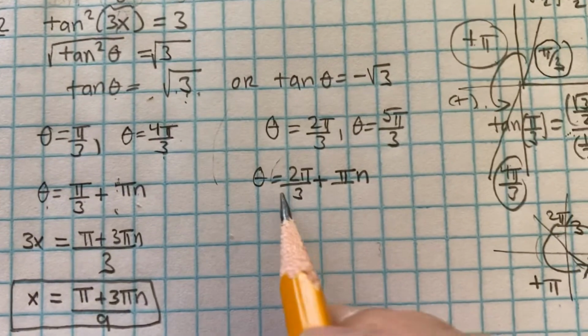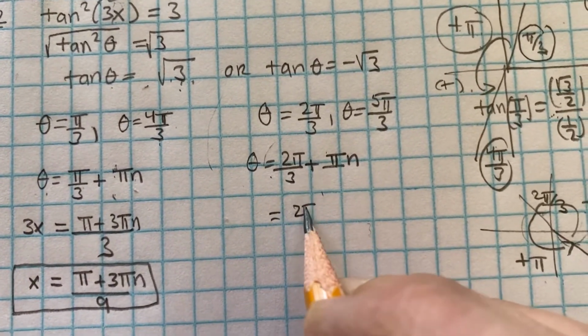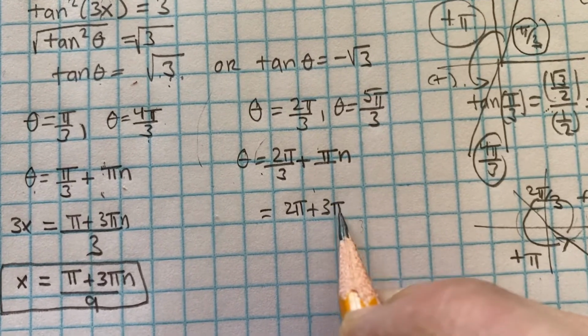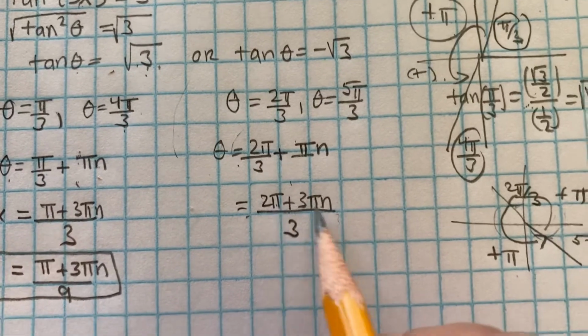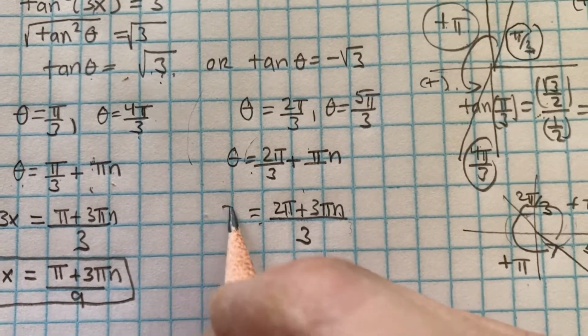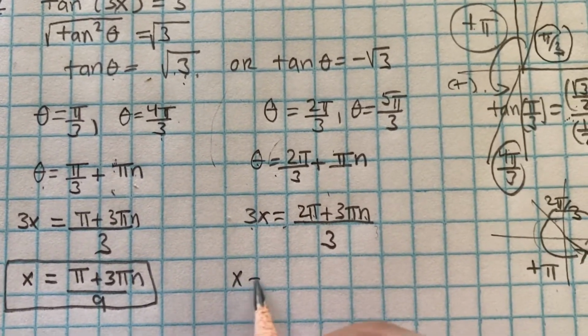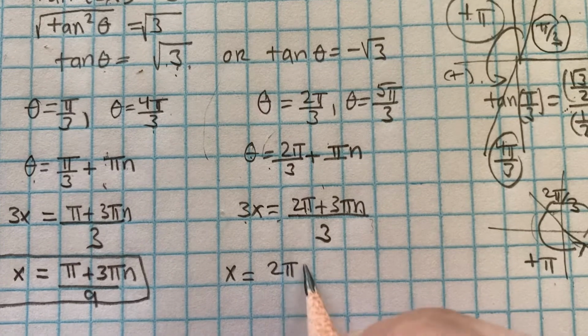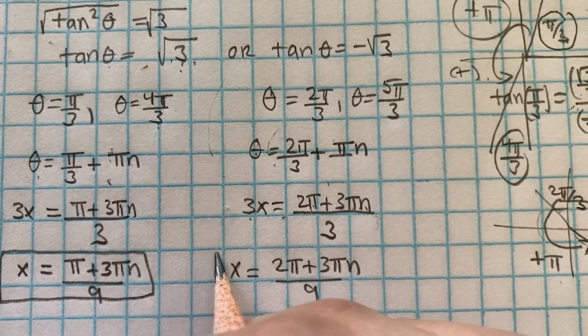And then do the exact same thing over here, right? Maybe combine these two fractions. This would be 2 pi plus 3 pi n over 3. Okay, so again, don't combine these. These are not like terms. Okay, there's an n over here. And then set this equal to 3x because theta, remember, is 3x. And over here, you're going to get x is 2 pi plus 3 pi n over 9.